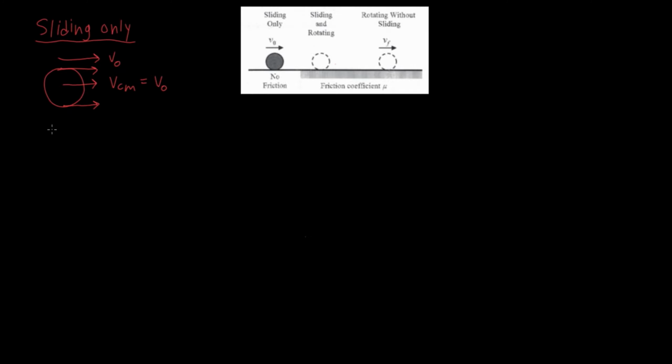Another way to say sliding only is just translating only. And so we know that since the object is sliding only, it only has a linear velocity, but it doesn't have an angular velocity. So the angular velocity is 0, but it does have a translational velocity. And the angular velocity is 0 because there is no friction to cause a torque to cause the object to rotate. So that's why the angular velocity is 0.